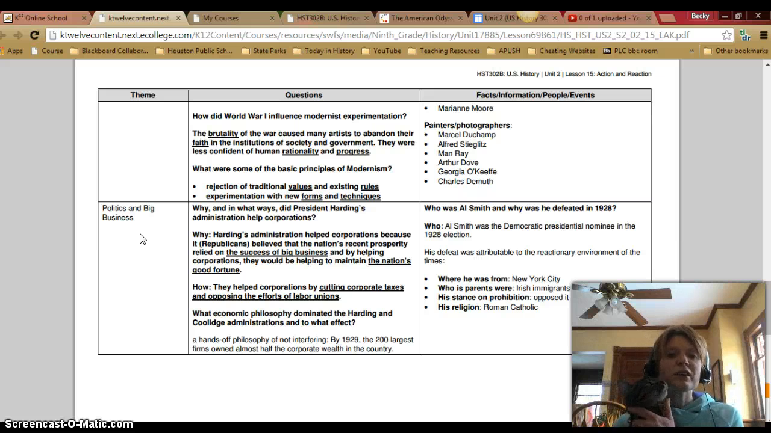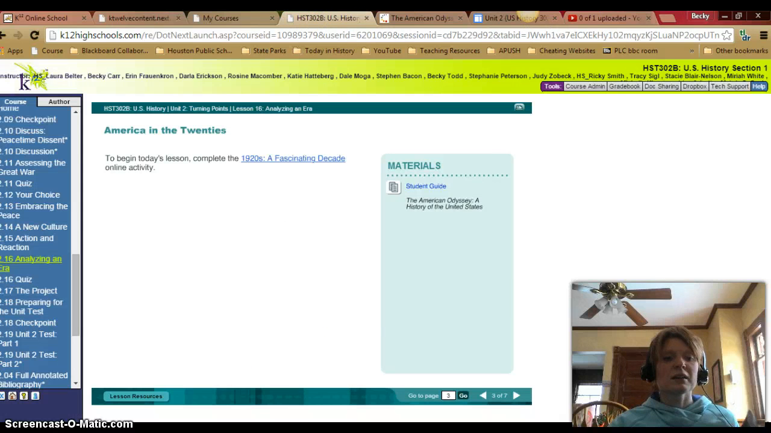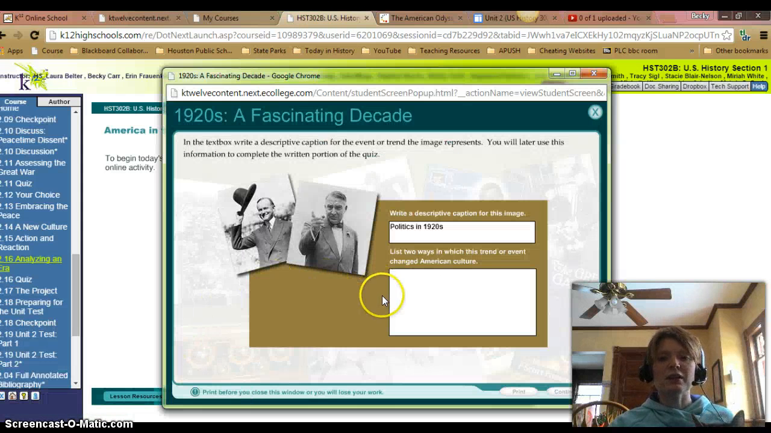In what way did President Harding's administration help corporations? We know that the presidents of the 1920s supported big business. They kind of left, as one of the quotes was, the business of America is business. So if we go back to our online activity, we can find where that is. Here it is. We know that politics or presidents supported big business. That's one point.